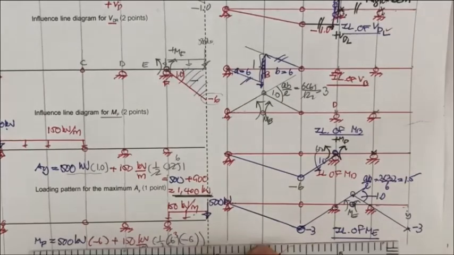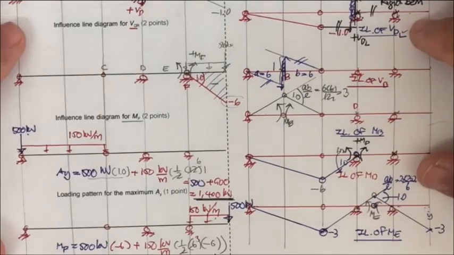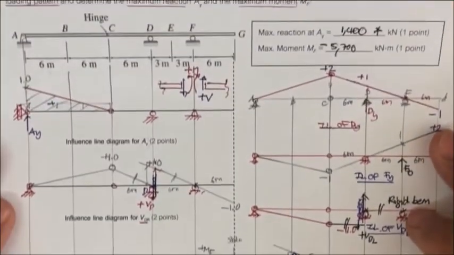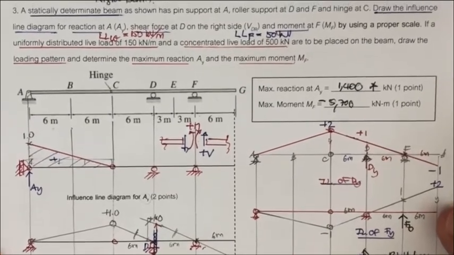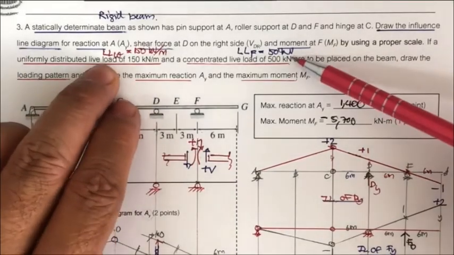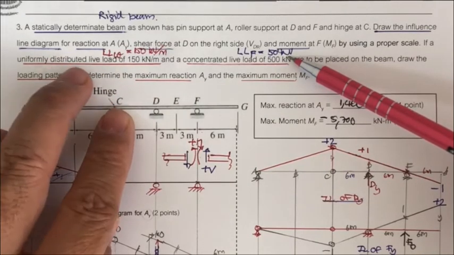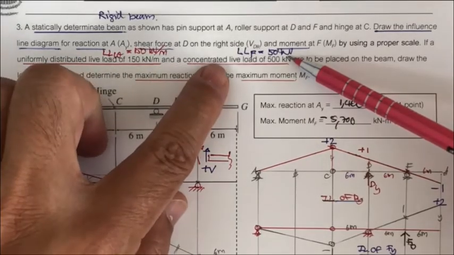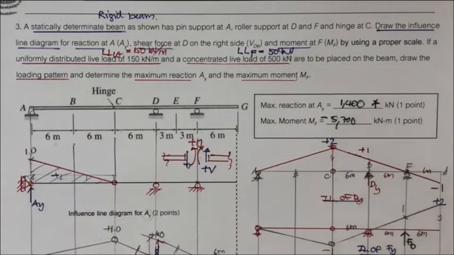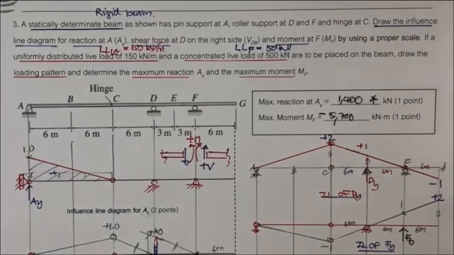See, it's really easy to draw the influence line diagram. It's also fun. If you like, you may find a lot of beams in your textbook, and you should practice drawing the influence line by yourself. As an assignment, I would like you to use the uniformly distributed live load and concentrated live load, put them into your influence line, and try to determine the maximum D sub y, maximum F sub y, maximum shear, maximum moment.